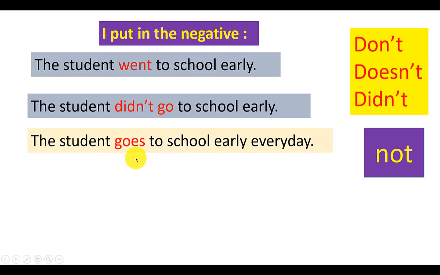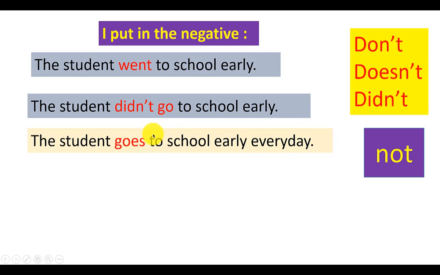It's the same sentence. Here is the past, but here it is in the present simple. The student goes to school early every day. We have to put this sentence in the negative. Can we use not? No, teacher. Why? Because the verb is composed of only one part. So we don't use not. So what do we use? Don't, or doesn't, or didn't. Which one shall we use? Yes, we don't use didn't, we don't use don't, because here we have the student. He. With he, we say he goes.